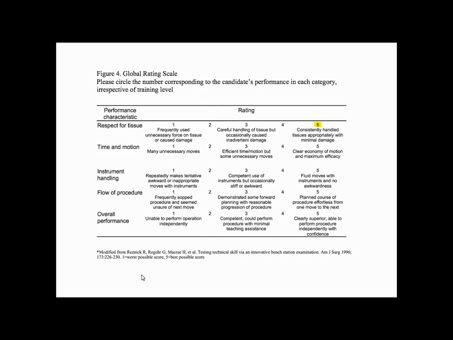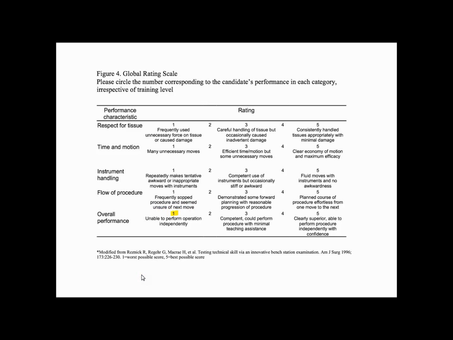Some of the error terms include unnecessary force or damage or disrespect for tissue, such as grasping the skin edges too roughly or jamming the needle through the tissue. Unnecessary moves in time or motion, such as when a suture falls off the instrument or difficulty grasping and cutting sutures. Awkward or inappropriate moves in instrument handling, such as handling instruments incorrectly or clumsy moves. And finally, trainees who are unsure of the next move in the flow of procedure and who take a long time to move on or to complete subsequent steps.